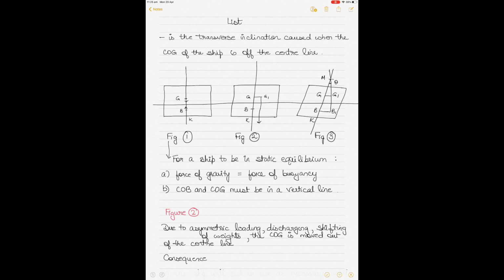List or listing is the concept that involves the transverse inclination of the vessel or the ship, caused when the center of gravity of the ship is off the center line. So in this case also there's a transverse inclination of the ship, as in the case of heeling, but listing is caused due to the loading, discharging, or shifting of weights, or unequal distribution of weights on the vessel.